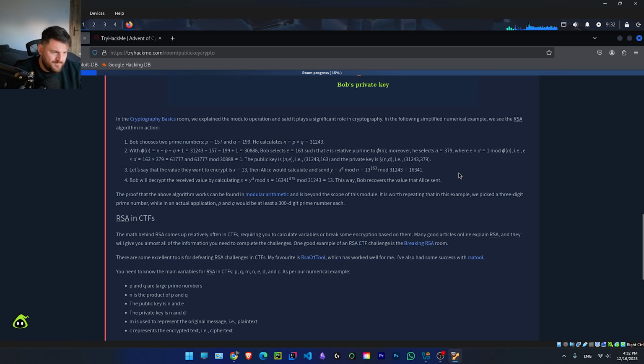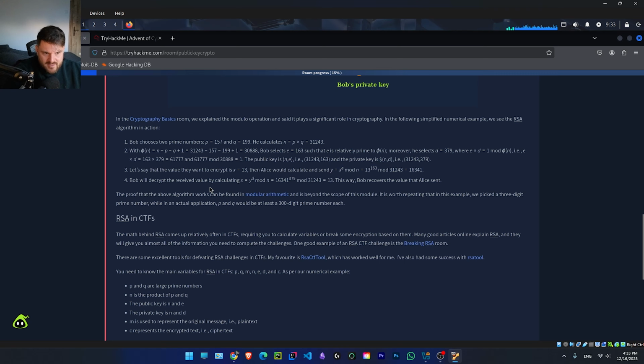Bob selects e equals 163 such that e is relatively prime to phi(n). Moreover, he selects d equals 379 where e multiplied by d equals 1 modulo phi(n). So you can see the math. The public key is (n, e), and the private key is (n, d). Let's say the value they want to encrypt is this one. Then Alice would calculate and send the following.